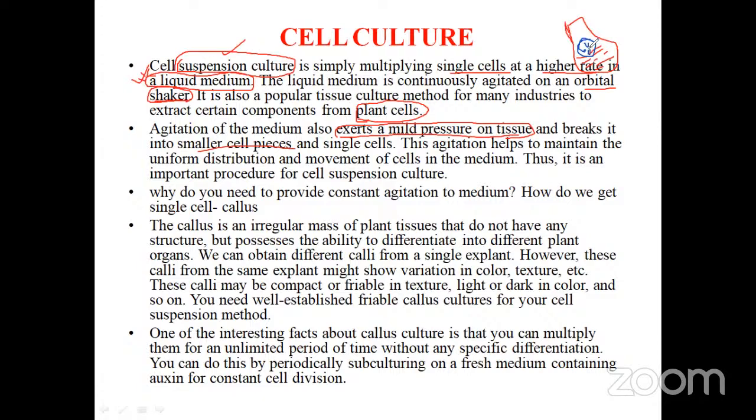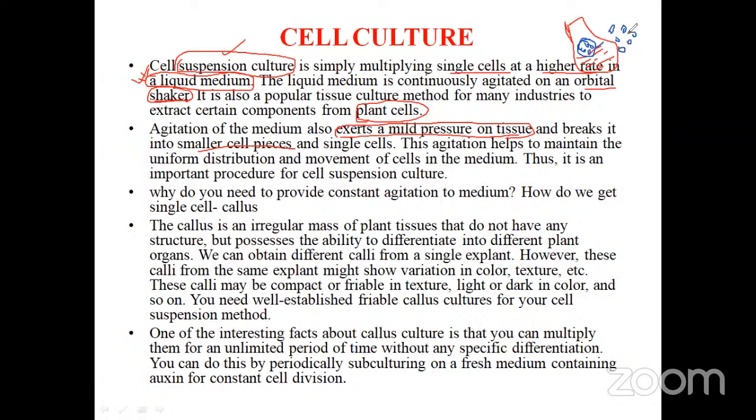It is made up of a number of cells. This conical flask is placed in an orbital shaker for 2 to 3 days. Due to the shaking pressure, this callus is separated into a number of cells like this.